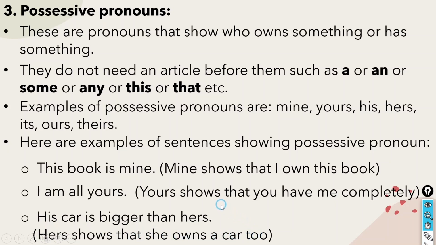You have seen that in our use of these words mine, yours, hers, we are not using the words a, and, some, any, this, that. You cannot say this book is some mine, this book a mine, or this book and mine, that would be wrong. So we don't use this in front of mine, yours, hers, or his.